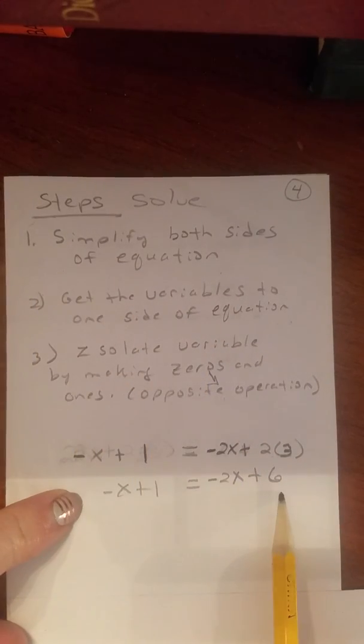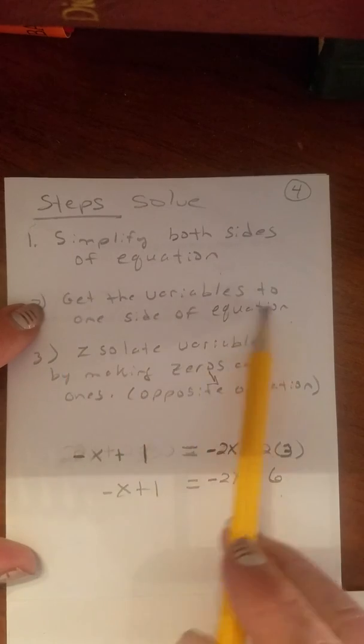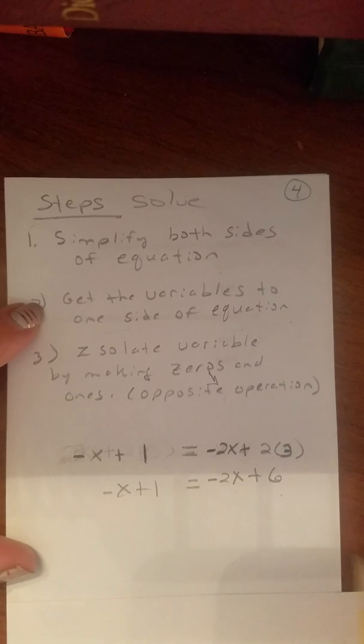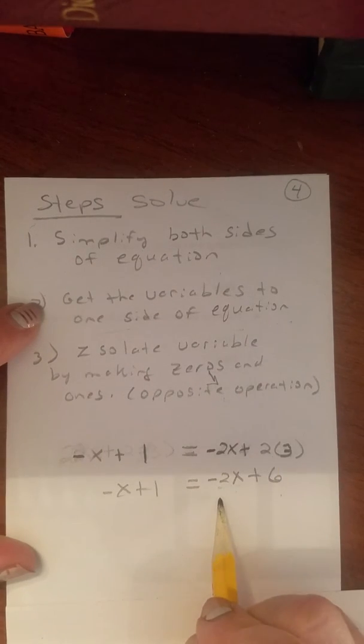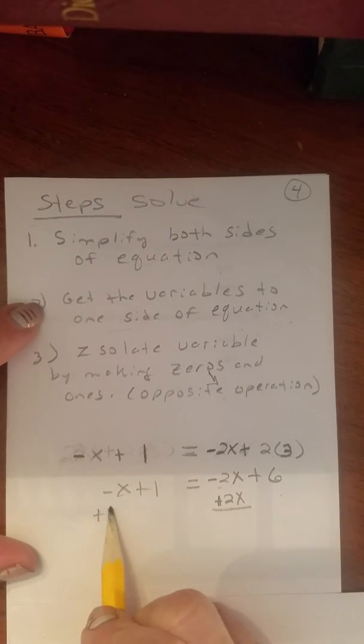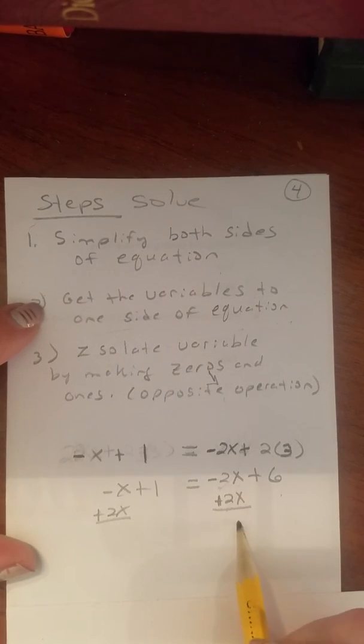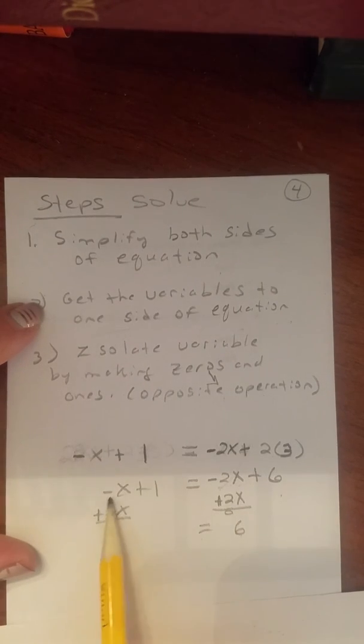Once both sides are simplified, then you need to get all the variables to one side of the equation. Notice I have an x here and an x here. So I need to get them all to one side. Since they are subtracting a 2x, to move that to the other side, I'm going to do the opposite, which is add 2x to both sides. What happens is this becomes 0, and I'm left with 6 equals, negative x plus 2x gives me a positive x.